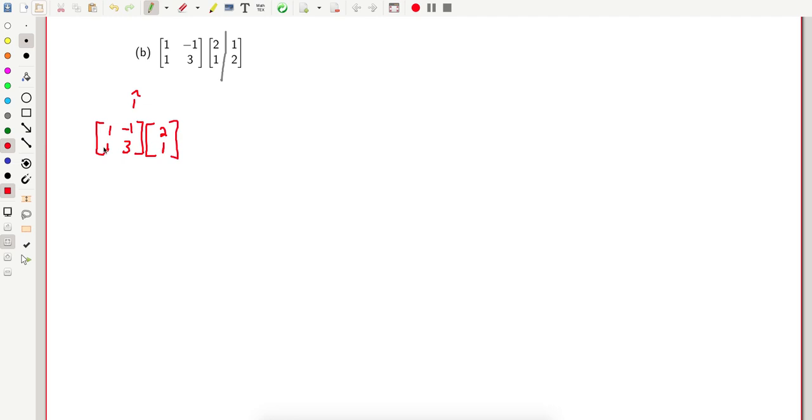So that's 2 times this column plus 1 times this column. And that gives us 2 plus negative 1 is 1. And then we get 2 plus 3 is 5. So I hat ultimately ends up at 1, 5.